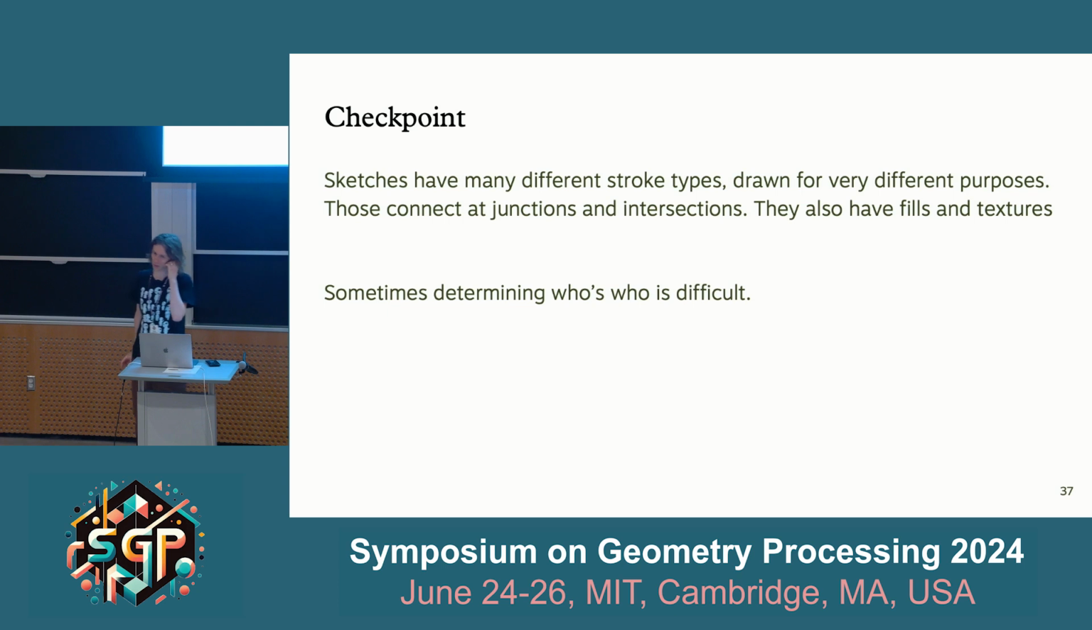So kind of a little checkpoint is that sketches have different stroke types. Each one has a very different meaning. So if you're trying to extract some 3D information from it, or even some additional 2D information from it, you gotta have a little interpretation of what's going on. What's important is these strokes connect at junctions and intersections. So that's an important artifact we're going to be talking about. And figuring out who's who is actually quite a big challenge.